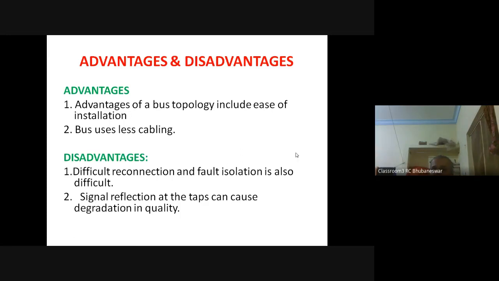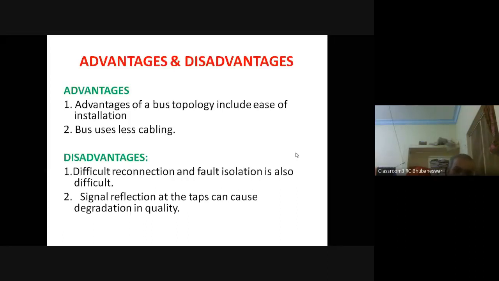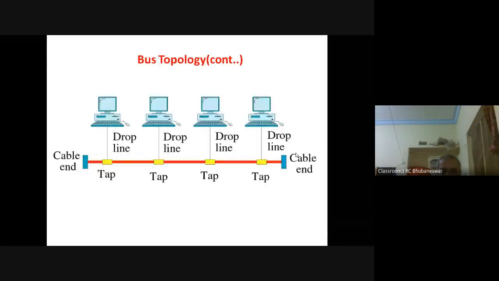Then what are the advantages of using it? Easy installation हो सकेगा. Then most of uses less cable compared to mesh topology. इसमें डिसएडवांटेजेस क्या है? Difficult reconnection and fault isolation. Signal reflection: जितना डिस्टेंस होगा बैकबोन केबल में, ड्रॉप हो सकता है, signal reflection हो सकता है, quality degrade हो सकता है. And another disadvantage is in a fixed length backbone cable, a fixed number of nodes can be connected.